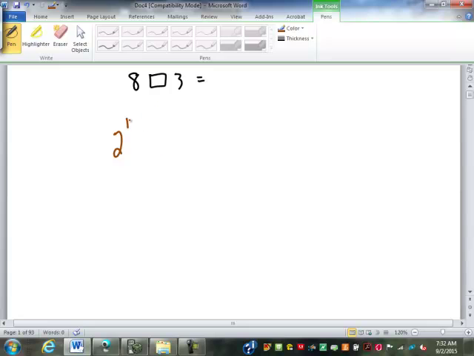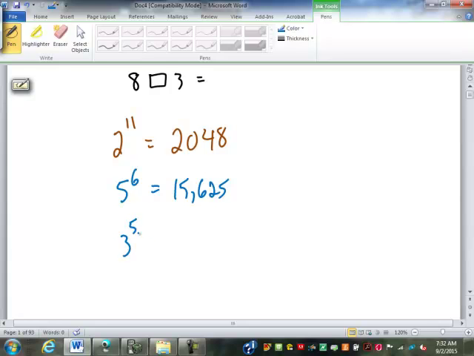Okay. So let's try 2 to the power 11. See if you can come up with 2048. I'll race you on this one. 5 to the power 6. 15,625. Yep. 3 to the power of 5. 243. You almost got me.